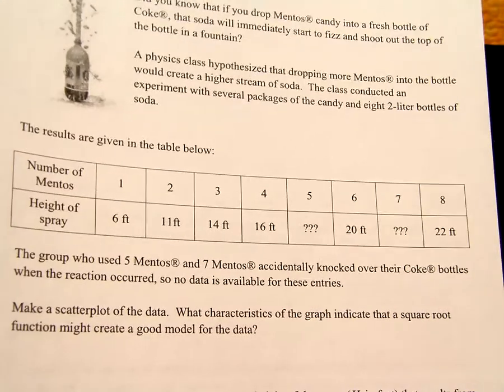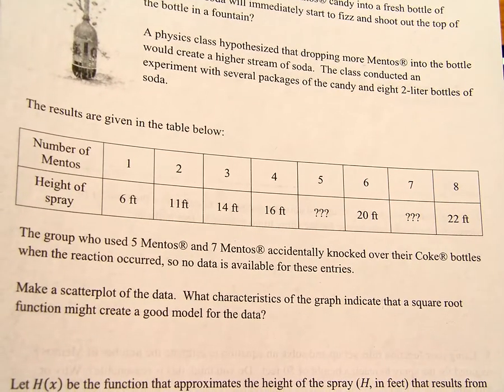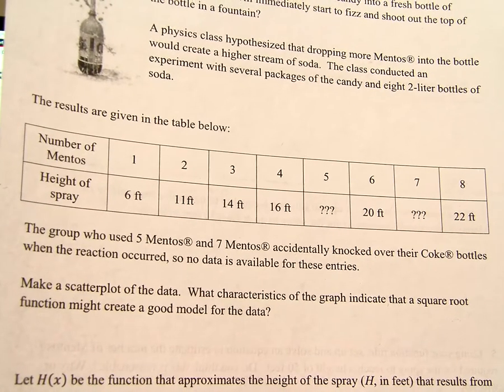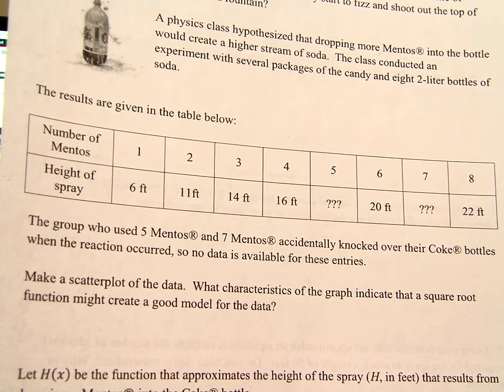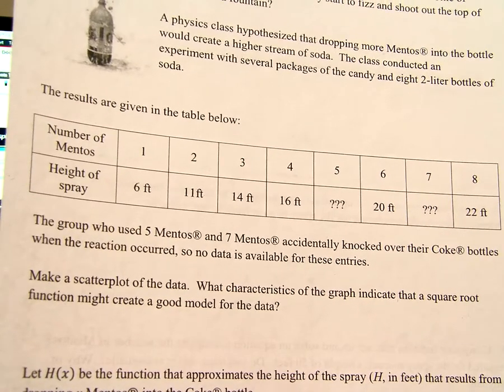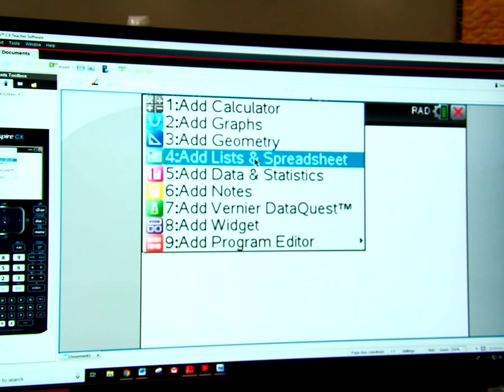So we want to make a scatter plot of the data. Well, if we're making a scatter plot of the data, do you guys remember how to make a scatter plot of the data? Can I remind you? Okay, so turn your calculator on. Create a new document. The new document that we want to create is a list and spreadsheet.